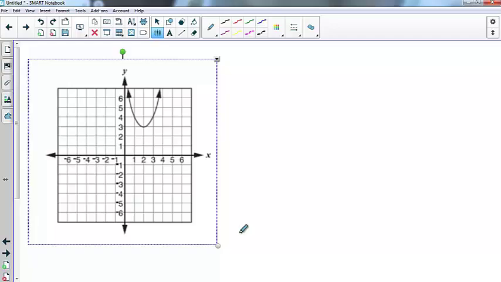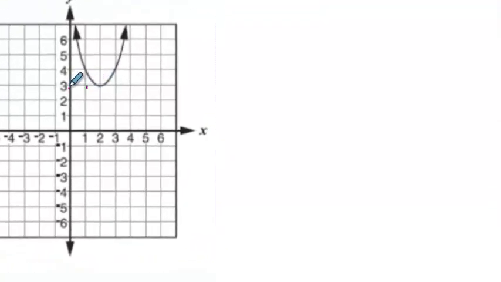So, from the vertex here, I want to go left 1, 2, 3, 4, down 1, 2. So it should be right here. I'm going to trace this just for the sake of looking good. So it should look like this. Okay? On your own right now, I'm going to give you 60 seconds. Find the equation that looks like this purple one. Go.